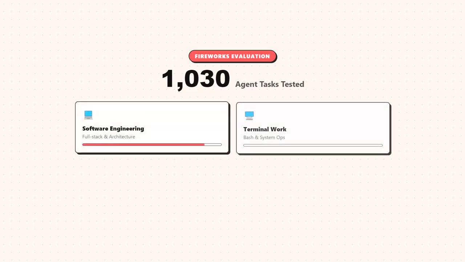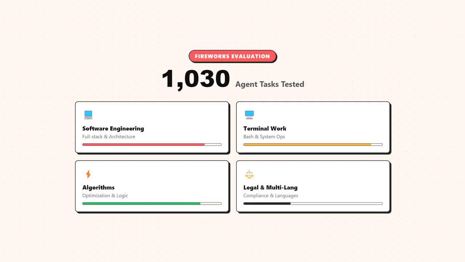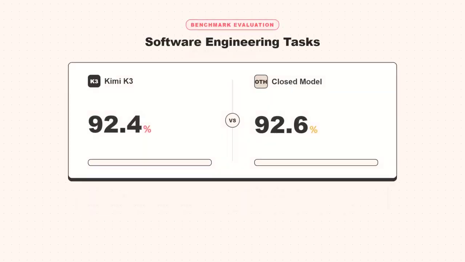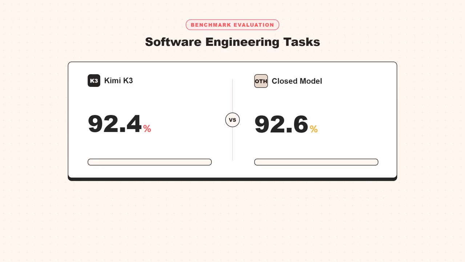A separate Fireworks evaluation covered roughly 1,030 agent tasks across software engineering, terminal work, algorithms, multiple programming languages, and legal tasks. At the headline level, Kimi K3 and the closed competitor were almost tied. On the software engineering tasks, the results were 92.4% for Kimi K3 and 92.6% for the other model. That's basically a dead heat.